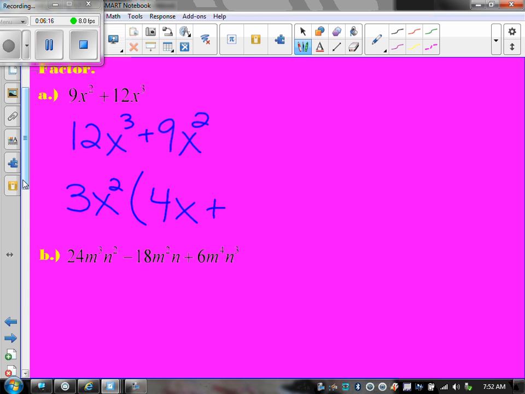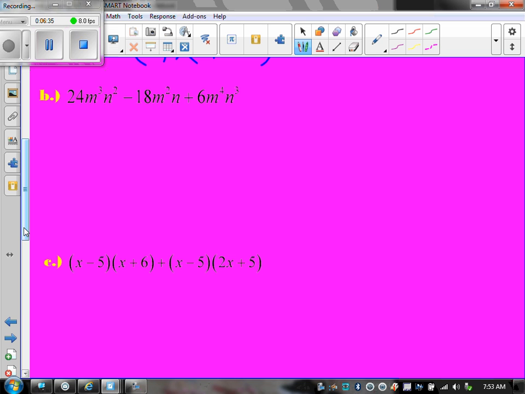Plus, I started with 9. I divide by 3. I have 3 left. How many x's do I have left? None. That would be my factored version. I took out as much as I could. I've left my leftovers. Good? Okay.